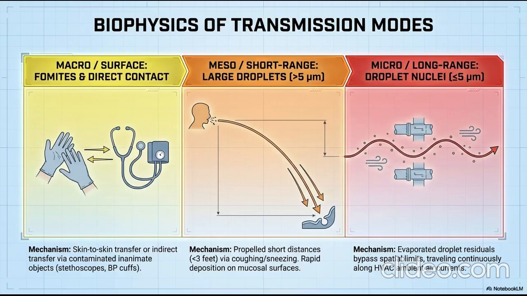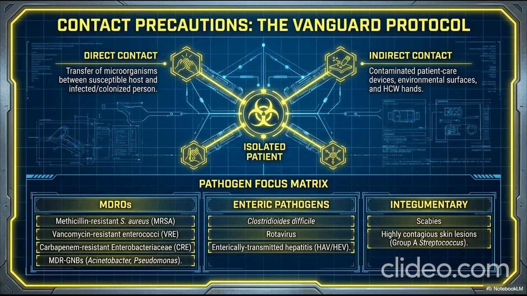Slide 4. Contact precautions, the Vanguard Protocol. Contact precautions target both direct skin-to-skin transfer and indirect transfer via contaminated surfaces. Our focus matrix includes MDROs like MRSA and carbapenem-resistant Enterobacteriaceae, CRE, enteric pathogens such as C. difficile and rotavirus, and integumentary infestations like scabies. For MDs, the clinical imperative is the recognition that the environment itself becomes a reservoir for these vanguard pathogens.